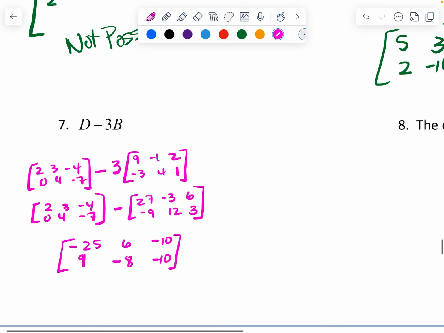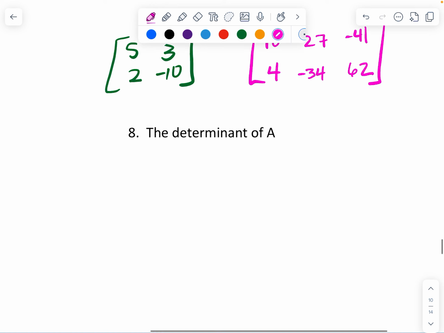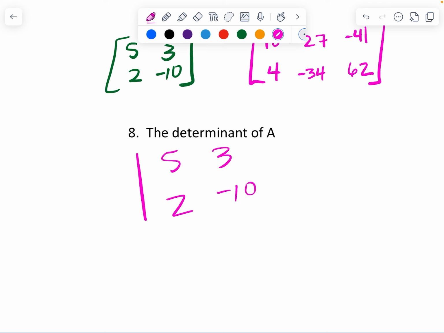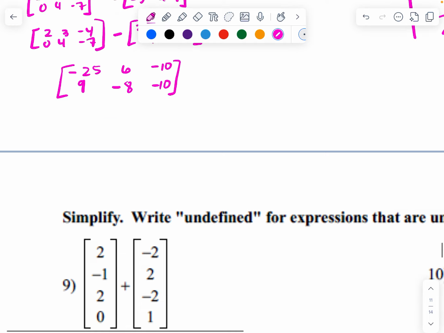And we want the determinant of A. Didn't we already find the determinant of A? We did, but we'll do it again. 5, 3, 2, negative 10. I multiply and I get negative 50 minus 6, so negative 56. Okay, next.